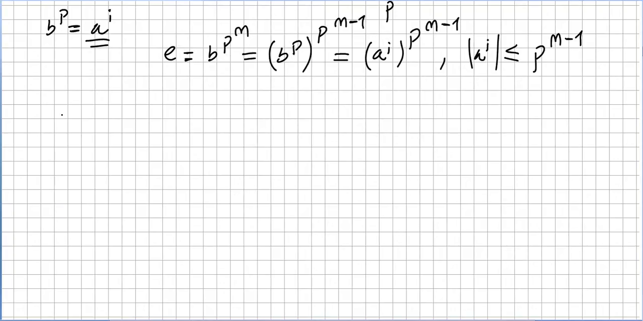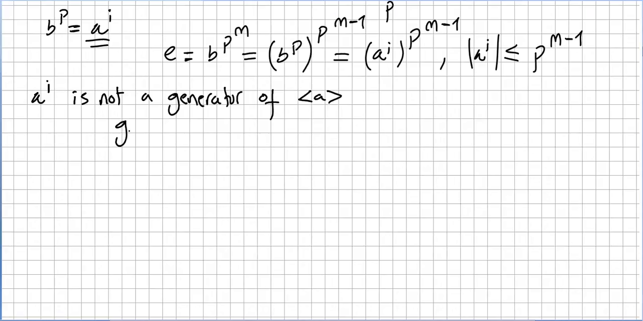So since all this is true, we can easily say that A to the power of I is not a generator of the set generated by A. Okay, and now we use the previous theorem again to say that the greatest common divisor, I will show the theorem, of P to the power of M and I is not 1.